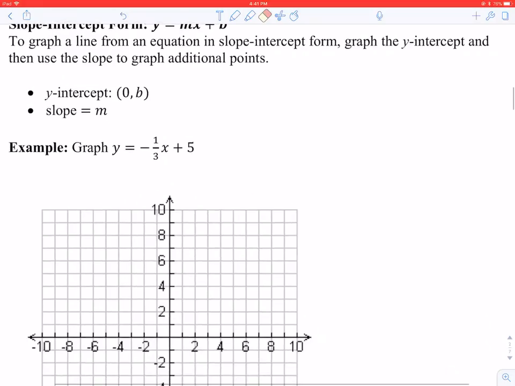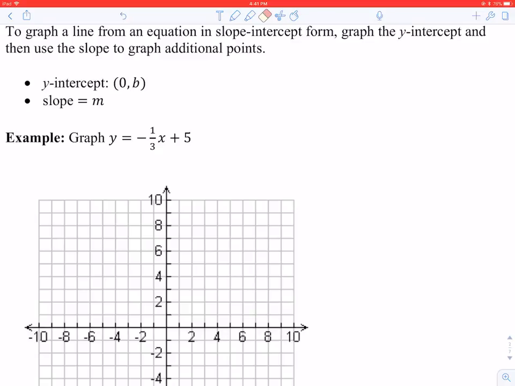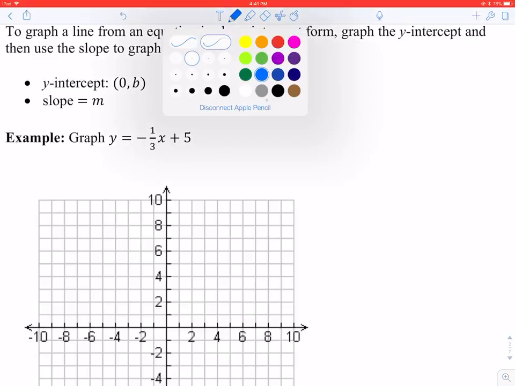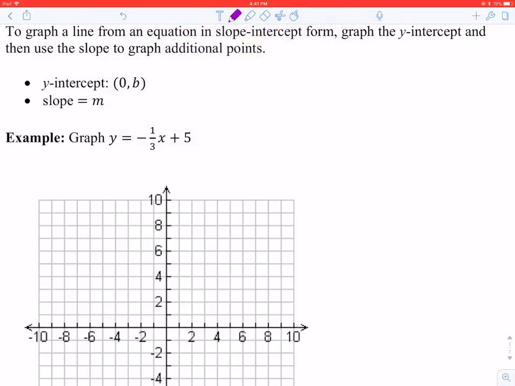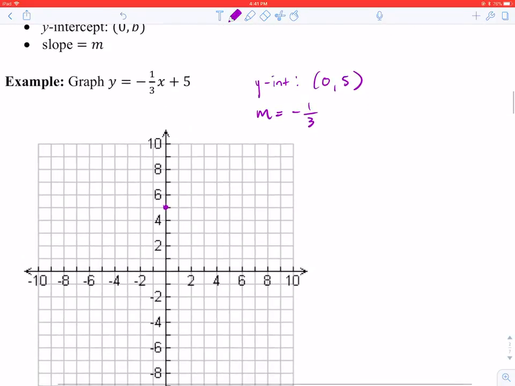So we'll graph. We want to start with a point and then use our slope to help us extend the graph. So start by identifying the y-intercept. The y-intercept for this next example is (0, 5). So I'll go ahead and graph that. And then the slope, it looks like, is -1/3. So this is a negative slope. In our previous example, the line had a positive slope.